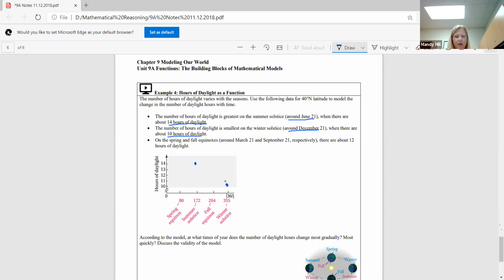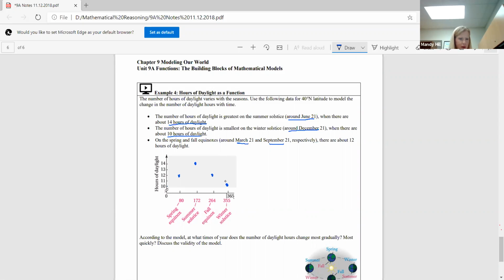Go over, you can see 10. On the spring and fall equinoxes, March 21st and September 21st, there are 12 hours of daylight. So 12 and 12.